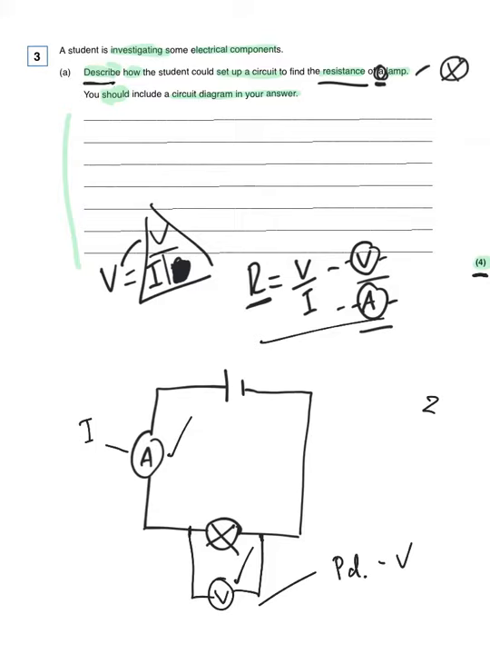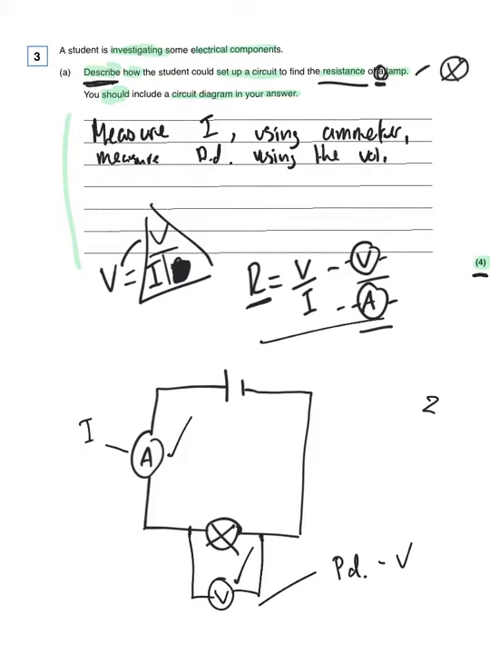And then we're also asked to describe, for the remaining 2 marks. To do that in my answer, I just need to write down that we would measure current using the ammeter, and then measure potential difference using the voltmeter. I wouldn't abbreviate these if I were you. Maybe you would write potential difference across the lamp.